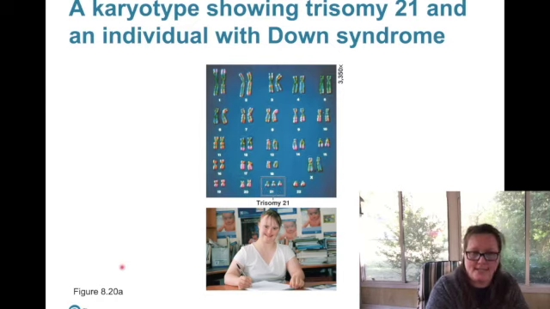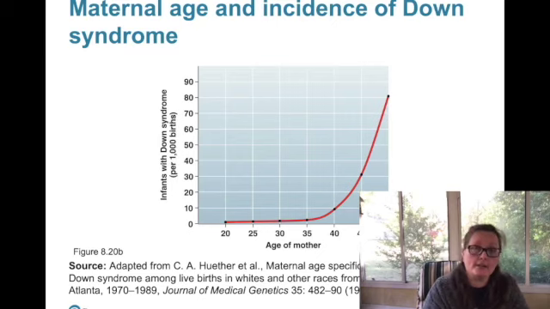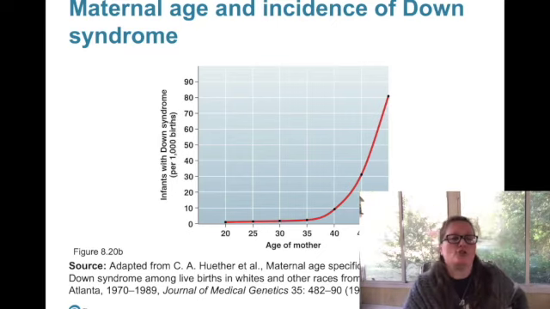That is Down syndrome. I'm going to have to go back in here and add the picture that I had from the previous PowerPoint because it's the cutest little kids. I mean, she's pretty cool. She does acting.